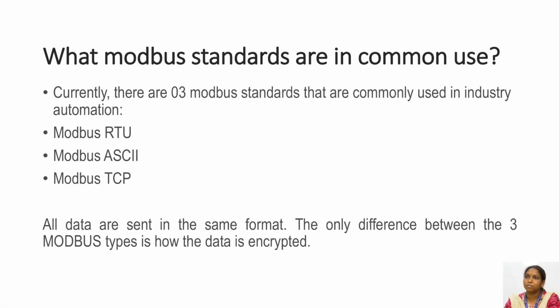What Modbus standards are in common use? Currently, there are three Modbus standards commonly used in industrial automation: Modbus RTU, Modbus ASCII and Modbus TCP. All data are sent in the same format. The only difference between the three Modbus types is how the data is encoded.